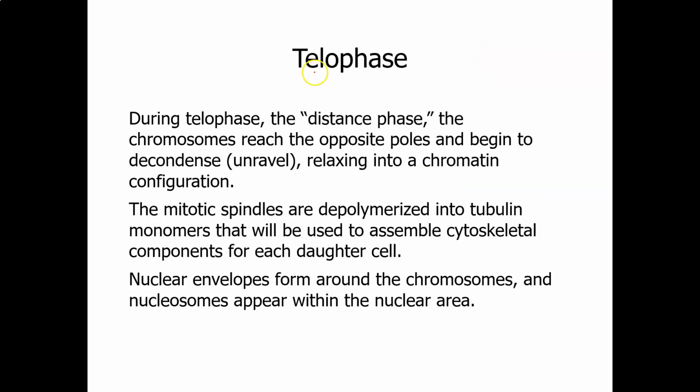During telophase, the daughter chromosomes have reached opposite poles of the cell. And remember I told you telophase was the opposite of prophase. So if in prophase the chromatin condenses and forms chromosomes, now the chromosomes are going to decondense or unravel back into their original form called chromatin.